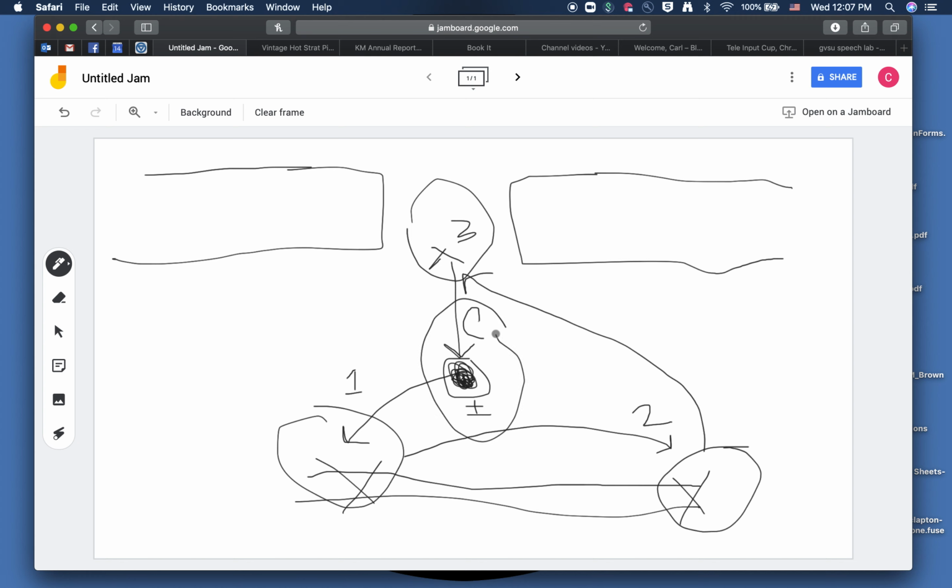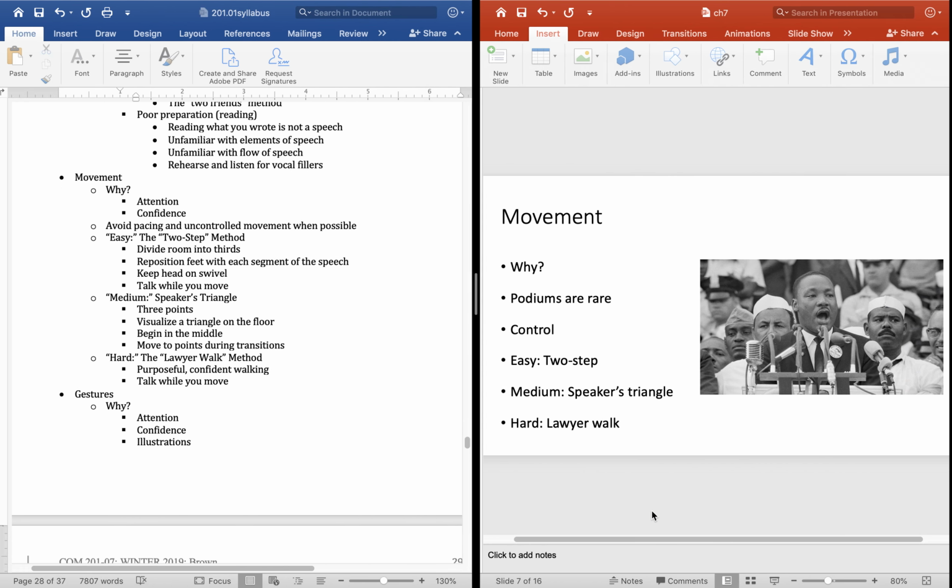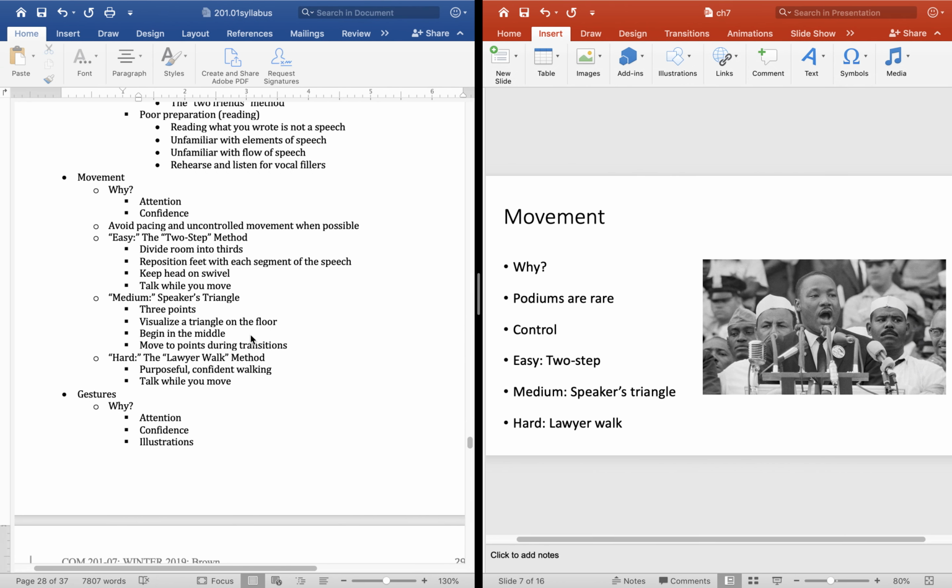And by the way, it doesn't matter if you start here and go here, here, here, and there. It doesn't matter. But you probably don't want to keep going back and forth to the same spot, even if you only move when you're supposed to. So again, that's the idea. You're using the speaker's triangle, and that shows the audience that you can control that space. That's the idea there.